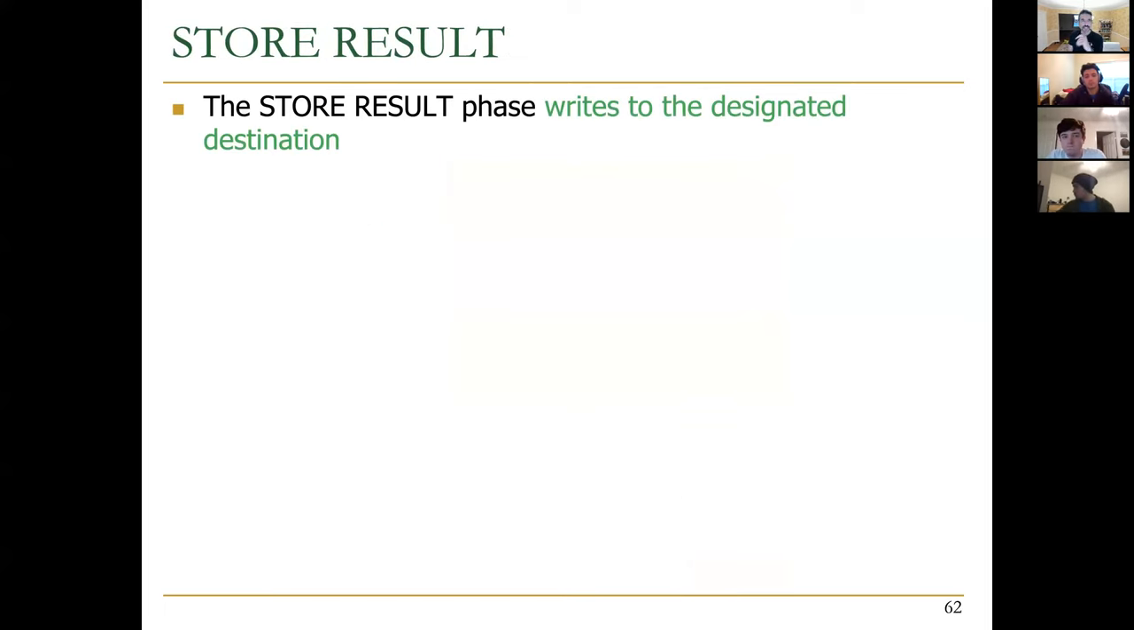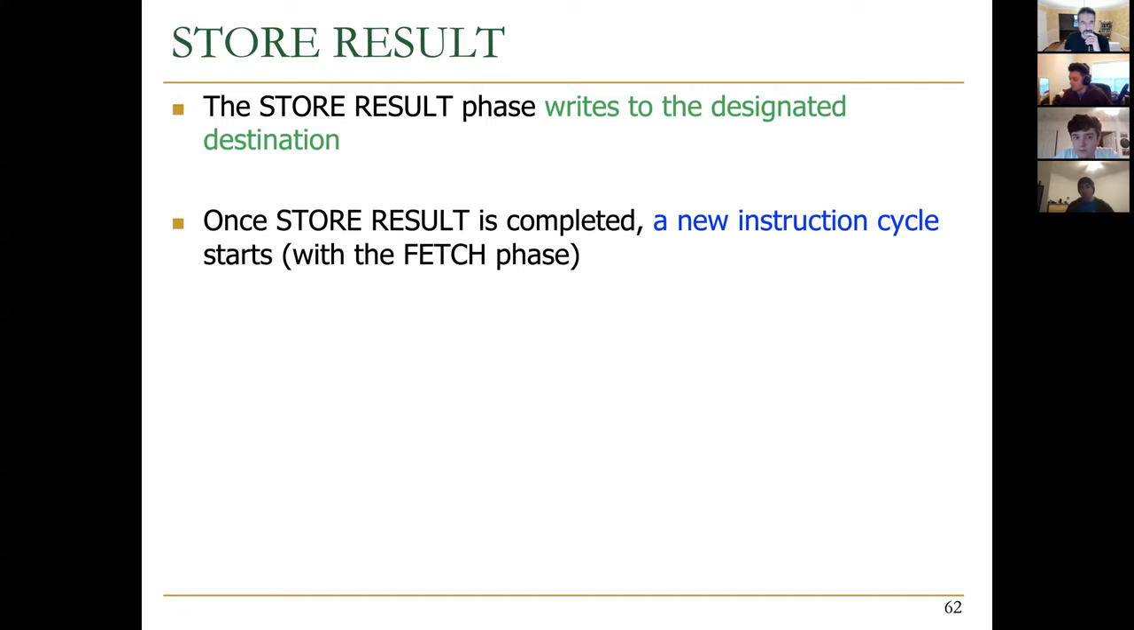That's basically the execution phase. Again, simple. And then once you execute the instruction, in terms of the ADD instruction, you have a value. Now this value sits on the bus. You need to store this back, in terms of ADD, into the destination register, or wherever it is designated to be written. In ADD it is a destination register, but sometimes it might be somewhere else, depending on the particular instruction. And once this store result phase is completed, a new instruction cycle starts with the first phase, which was fetching.